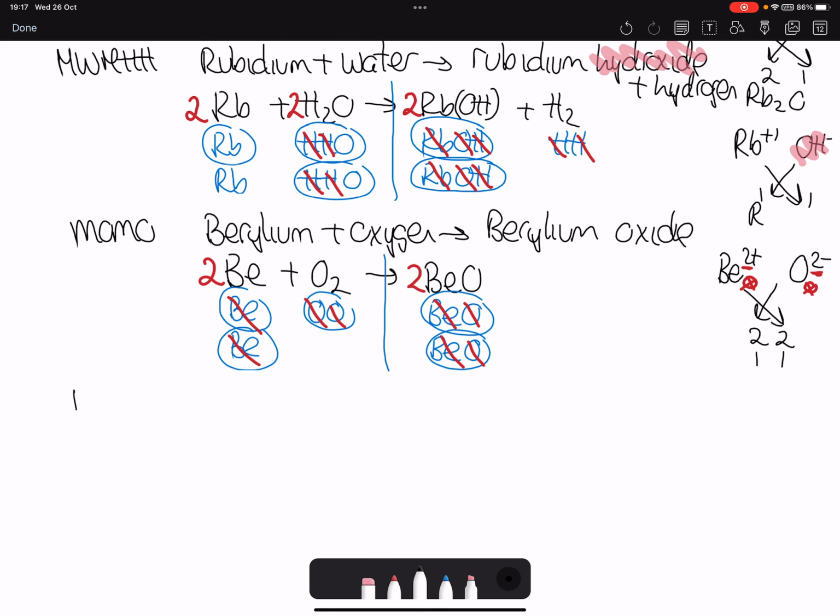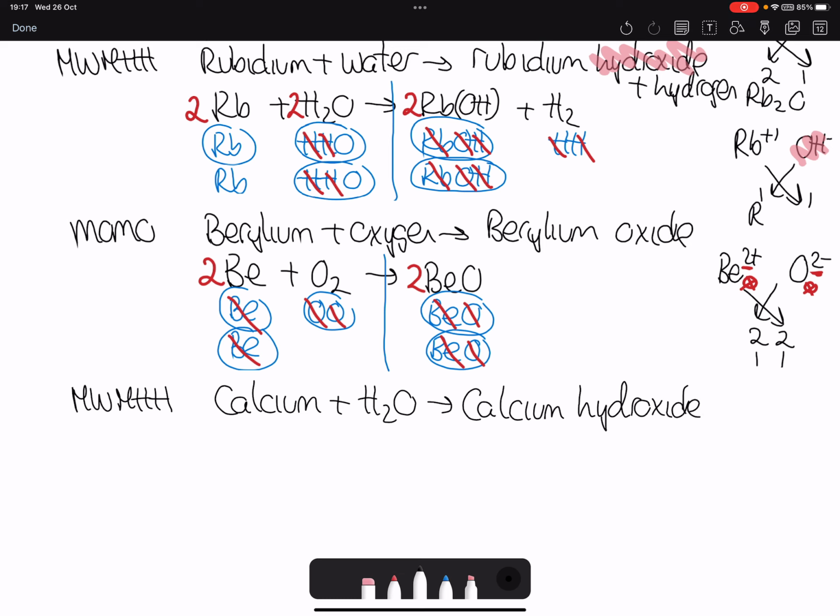So the last one I'm going to do is the metal plus water mnemonic again. Metal plus water becomes a metal hydroxide and hydrogen. I'm going to do this for calcium. So calcium plus water becomes calcium hydroxide plus hydrogen. So we have to write our formula from the name calcium hydroxide. We know calcium lives in group 2, so it is 2 plus. We now know that a hydroxide ion is a -1.